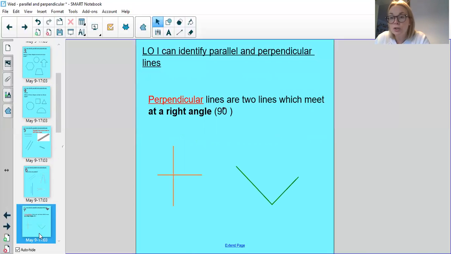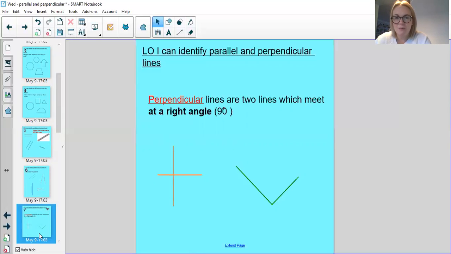If you want to, you might want to just pause the video and have a go at drawing some sets of parallel lines. If we were in the classroom, your teacher would probably be saying to you, can you just show me some parallel lines on your whiteboard? If you've got a ruler there as well, that would be even better. Have a go, just draw a few sets of parallel lines just to remind you later on in the lesson what parallel lines look like.